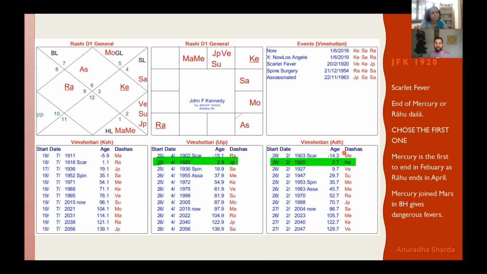And so this is where I had to do some research. And I admit this is my research. So if anybody asks, is this tradition? I didn't hear it from my teacher. So I found here, if I compare Rahu and Mercury in the chart, then I say Rahu won't give fever, but Mercury joined Mars in the 8th will definitely give dangerous fever. So who's won? Mercury won. What is the difference between these two? Mercury was ending first. Mercury ended in February and Rahu ended in April. So conclusion, maybe the first among these is the problem.